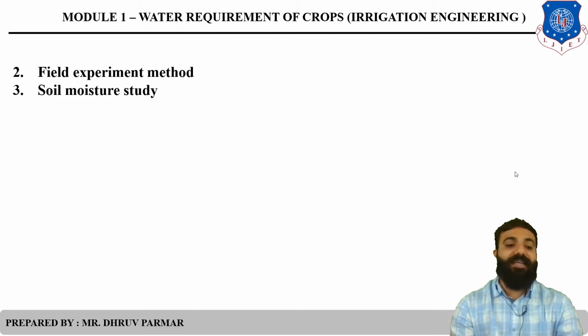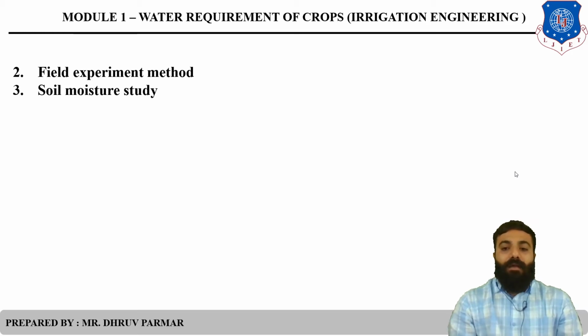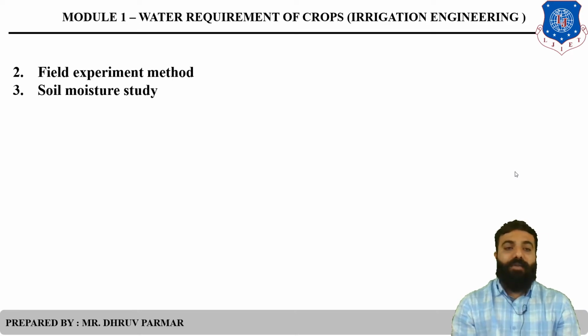Then third one, soil moisture study. In a soil moisture study, the conditions are that the water table is very deep and there is no percolation. And the soil is uniform throughout the particular area which we consider for the experiment to measure the consumptive use. The soil moisture is found before and after the watering. So we can easily find out by this method.